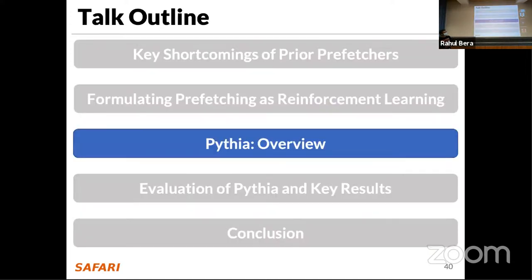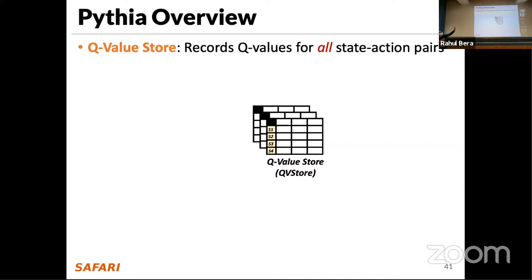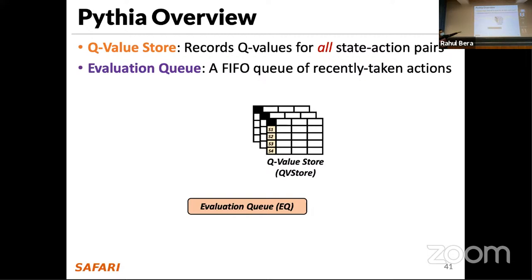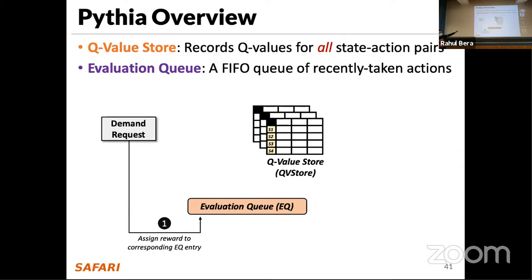Okay. So now let me give you a very brief overview of how Pythia works. Pythia essentially consists of two key components: the queue value store, which is recording queue values for all state action pairs, and the evaluation queue, which is a FIFO queue of recently taken actions. So for every demand request, Pythia first uses the address of the demand request to look into the evaluation queue. And if the address is found in the evaluation queue, it assigns some reward to that entry, saying that, oh, you know what, I have prefetched something here in the evaluation queue, and now that's also getting demanded. So that means whatever I have predicted is actually correct. So that's the idea here.